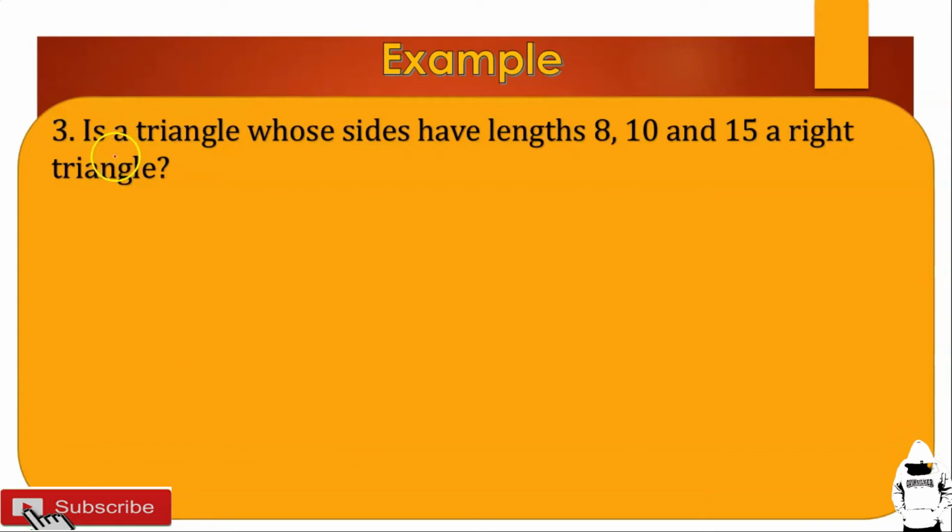Let's have this example. Is a triangle whose sides have lengths 8, 10, and 15 a right triangle? So, ang gagawin natin dito ay prove natin kung yung 8, 10, and 15 ba na length ng ating sides ng ating triangle, kung right triangle ba siya. So, let's have this formula. C squared is equal to A squared plus B squared. So, yung C squared, yung C natin dyan, yun, of course, yun yung malaking length or measurement ng ating sides ng ating triangle.